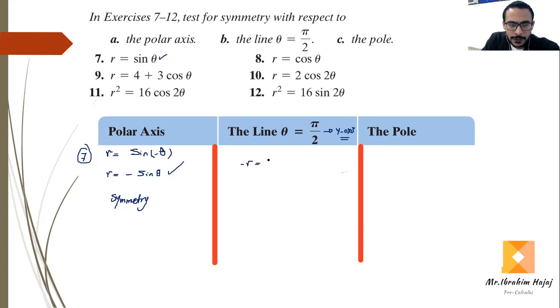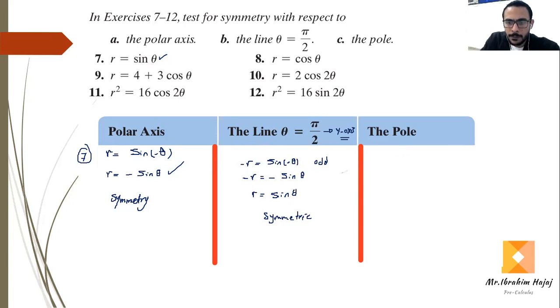This is all in question 7, guys, only. Replacing r by negative r: negative r equals sine of negative theta, which is negative sine theta, since sine is an odd function. Dividing each side by negative gives r equals sine theta. So it's also symmetric with respect to the line theta equals pi over 2.